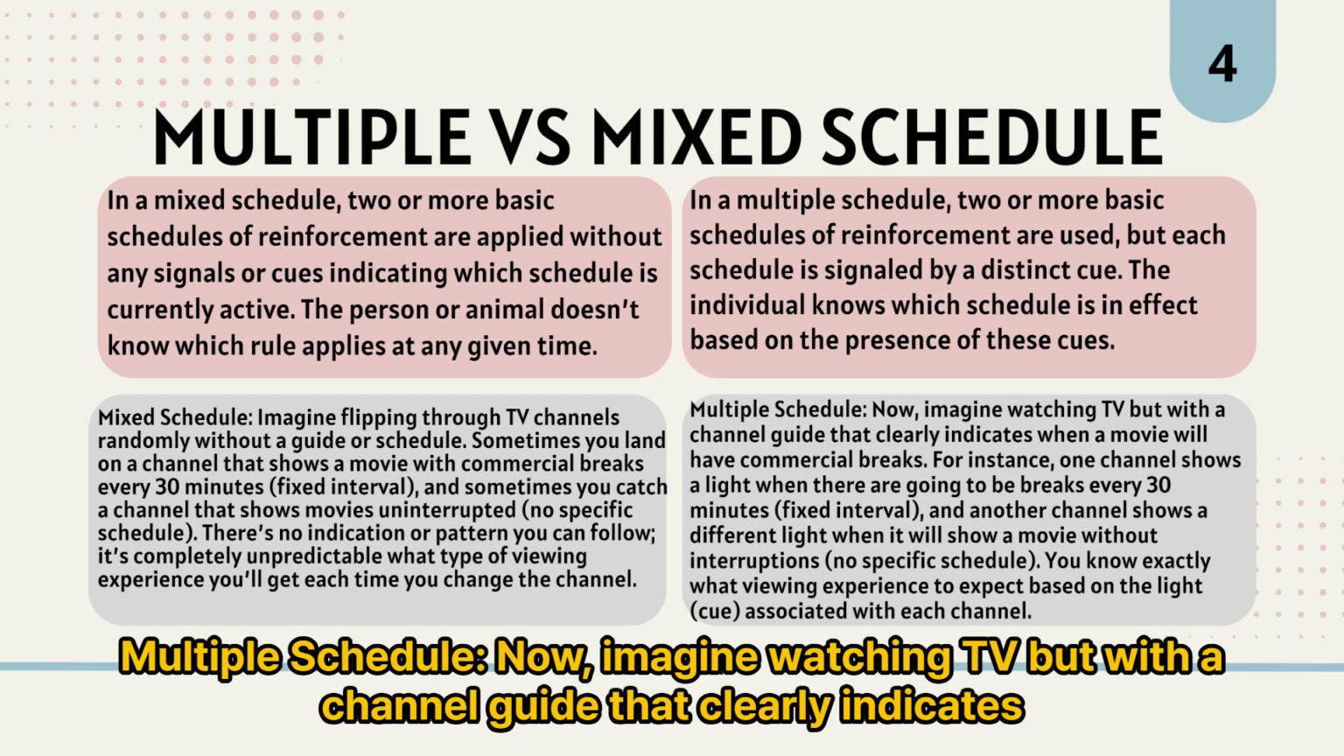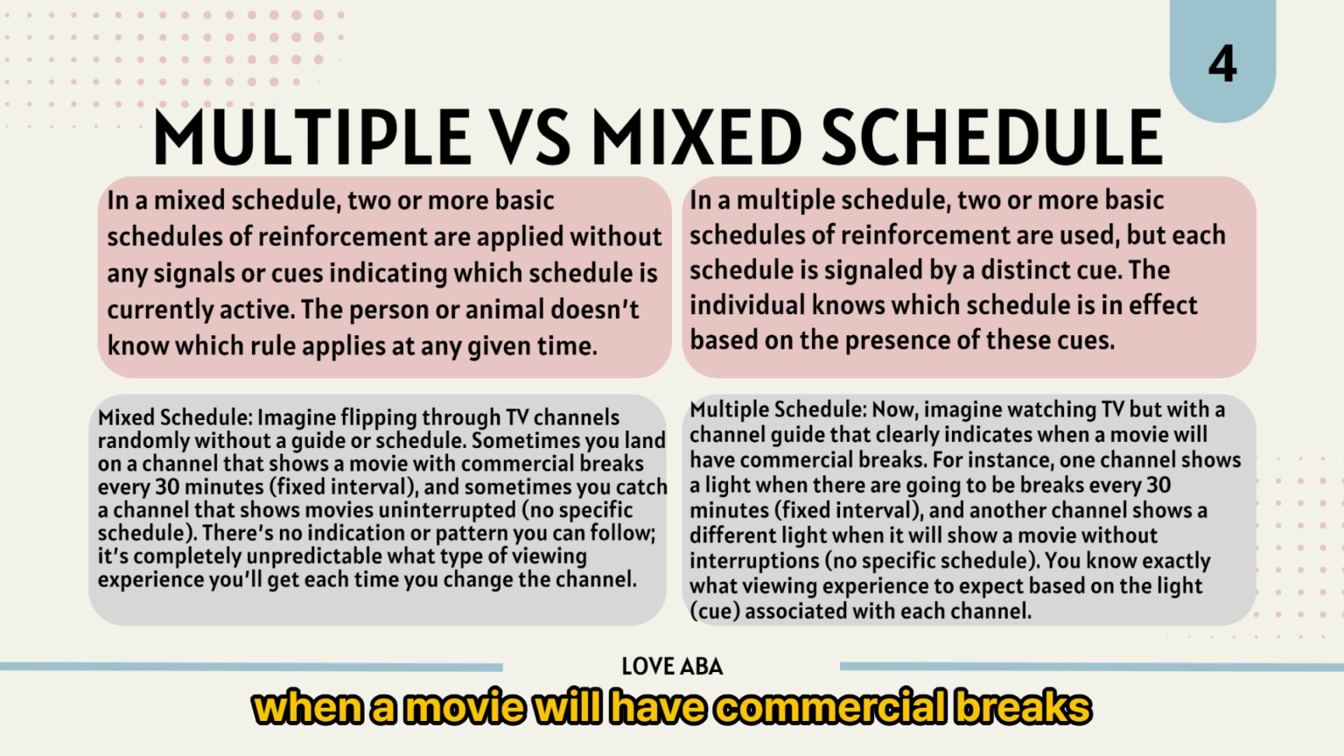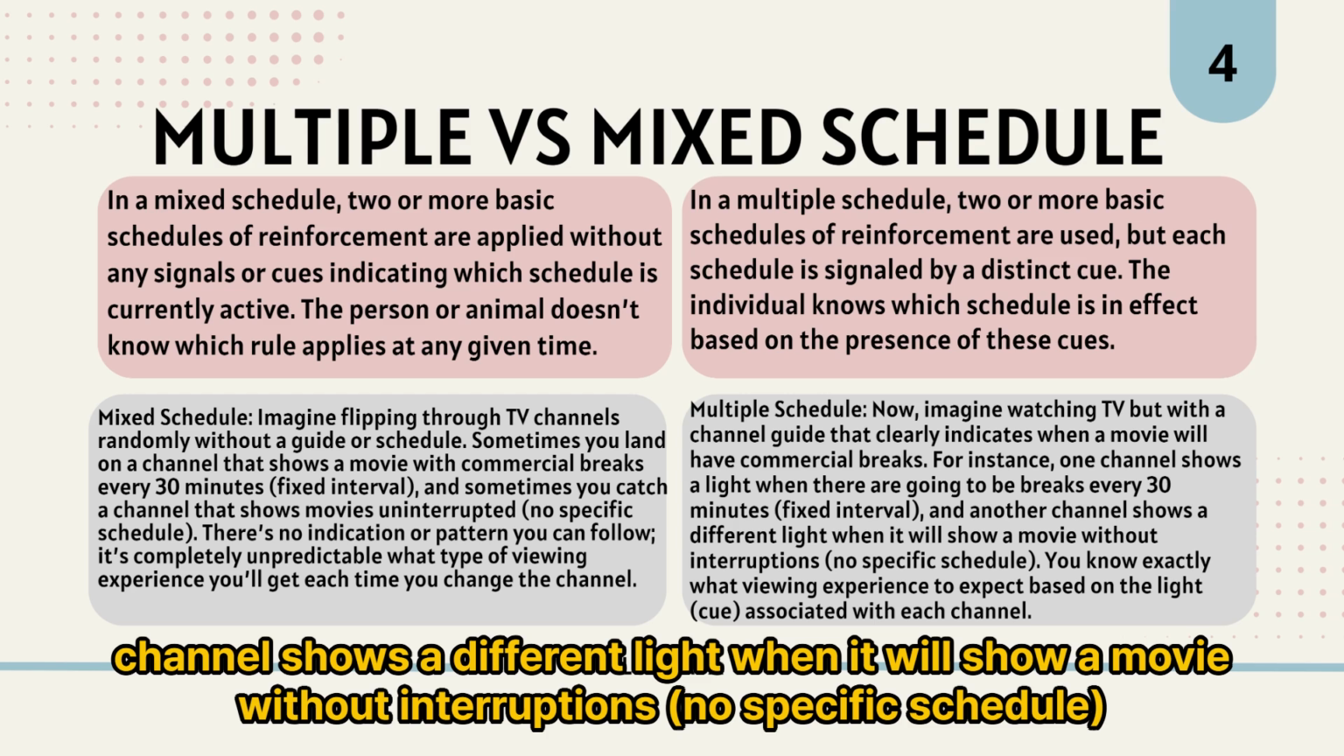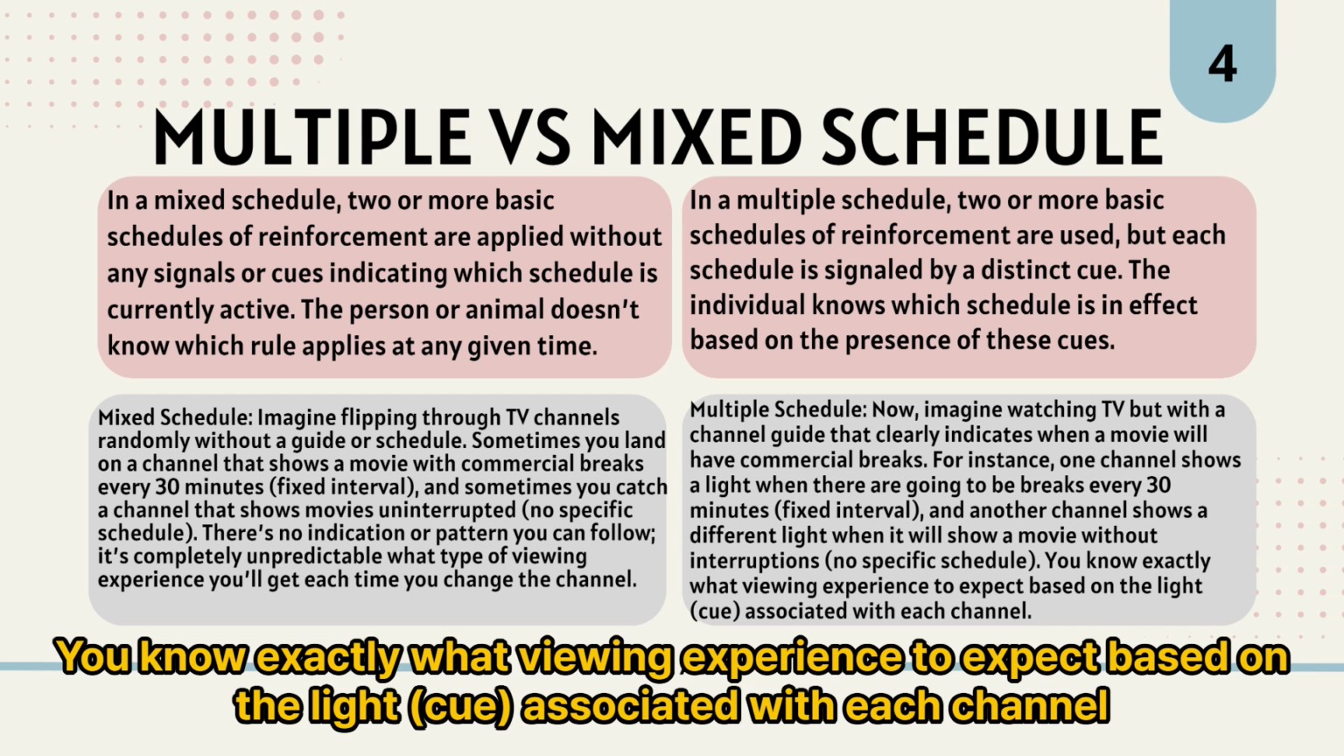Multiple schedule: now, imagine watching TV, but with a channel guide that clearly indicates when a movie will have commercial breaks. For instance, one channel shows a light when there are going to be breaks every 30 minutes, fixed interval. And another channel shows a different light when it will show a movie without interruptions, no specific schedule. You know exactly what viewing experience to expect based on the light cue associated with each channel.